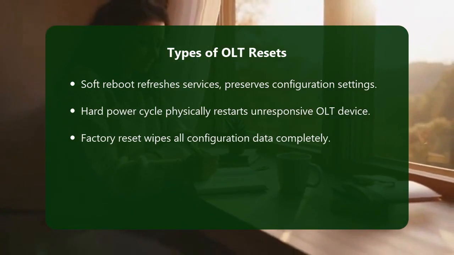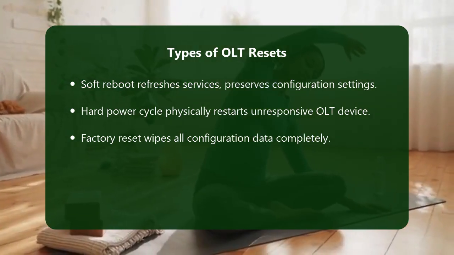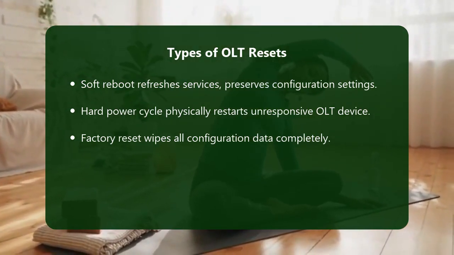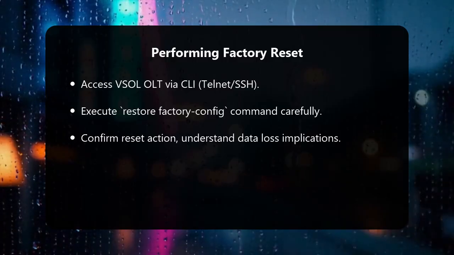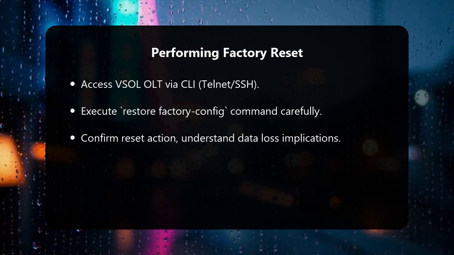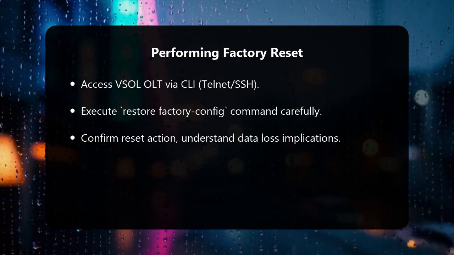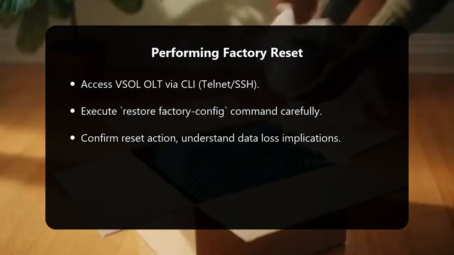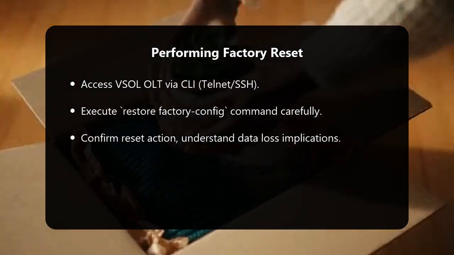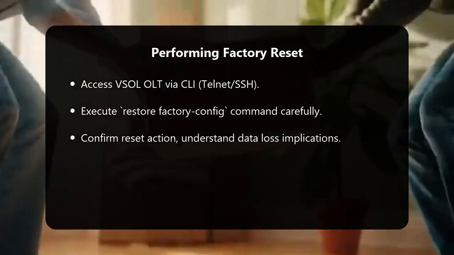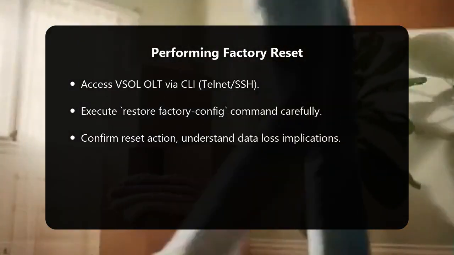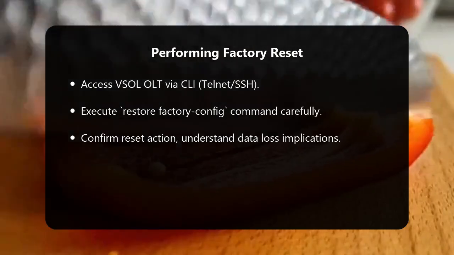The most drastic and impactful reset is the factory reset, which wipes all user configurations and restores the OLT to its default out-of-the-box state. This is essential when you need a completely clean slate. For VSOL OLTs, a factory reset is primarily performed via the CLI. You will need to access the OLT via Telnet or SSH, log in with appropriate credentials, and then execute a command similar to restore factory config or factory reset.